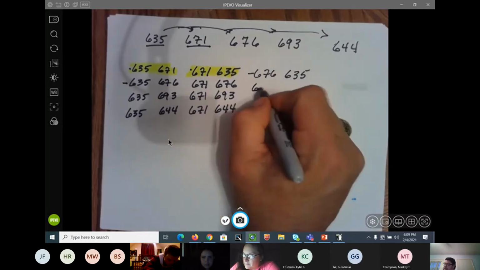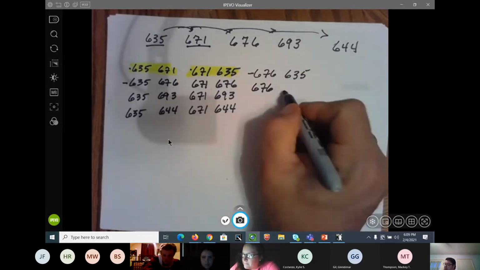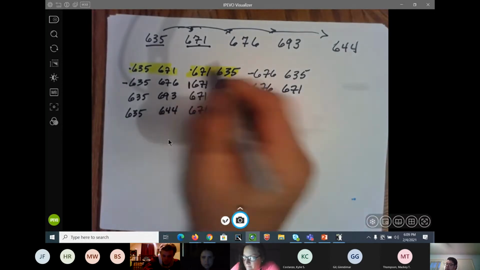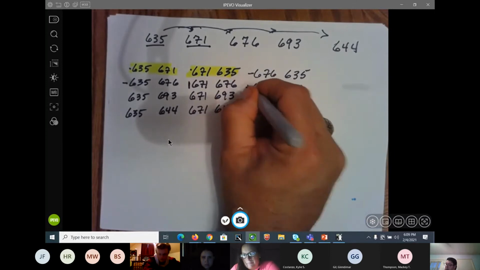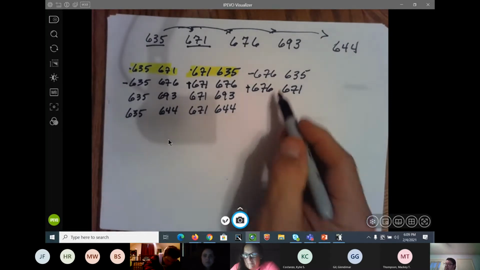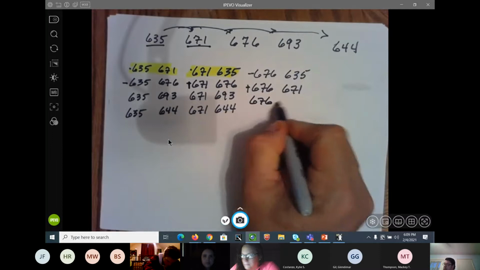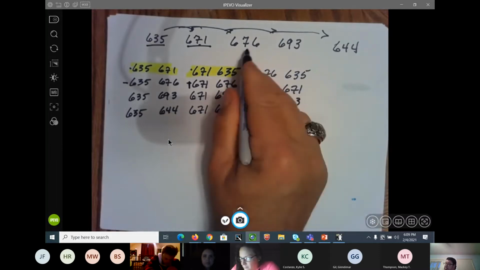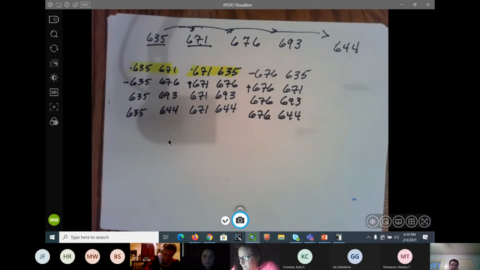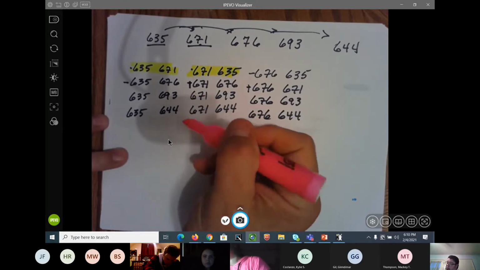So 676 to 671. And yes, we do have a repeater, and I'm going to put a vertical line there and I'll put a little cross there. Okay, so I'm going to highlight those in just a second. Okay, 676 to 693 and 676 to 644. Now I'm going to take my pink highlighter and my orange highlighter, and I'm going to highlight those that were repeating.